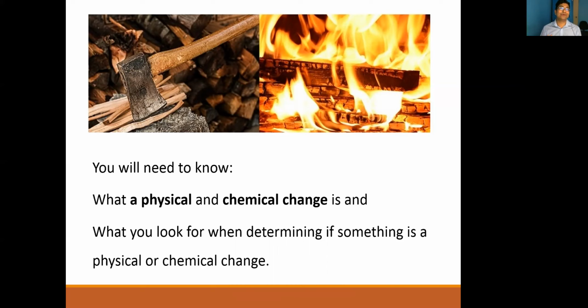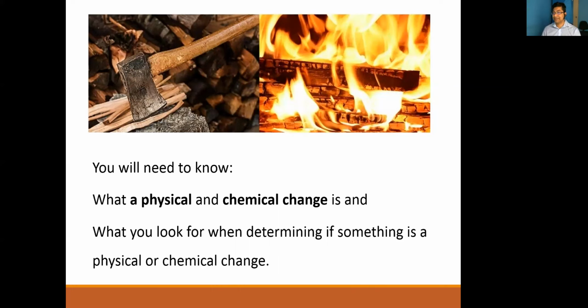I would like to give you some opportunity to do a scientific guess. I'm happy to give you the opportunity to talk with your friend and to decide which one is physical change and which one is chemical change.